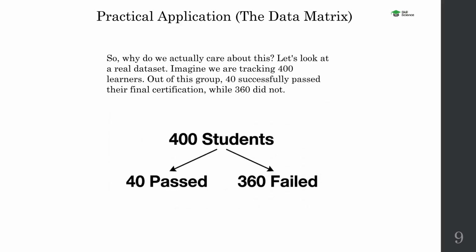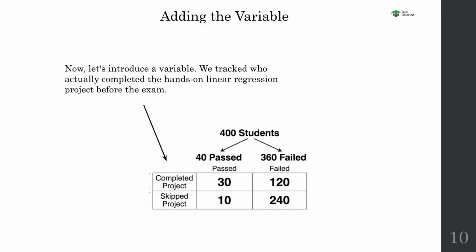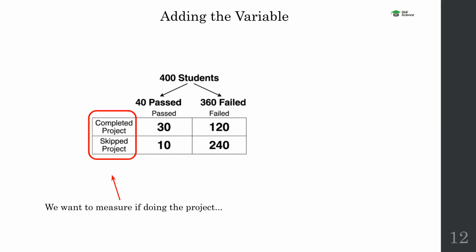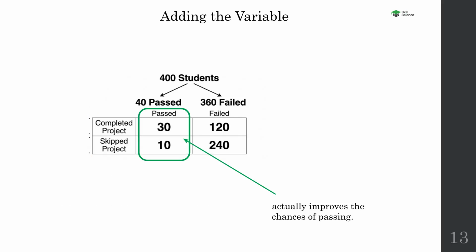Imagine we are tracking 400 learners. 40 passed their final certification, while 360 did not. Now let's introduce a variable. We tracked who completed the hands-on linear regression project before the exam, creating a data matrix. 150 students did the work, and 250 skipped it. We want to measure if doing the project actually improves the chances of passing.